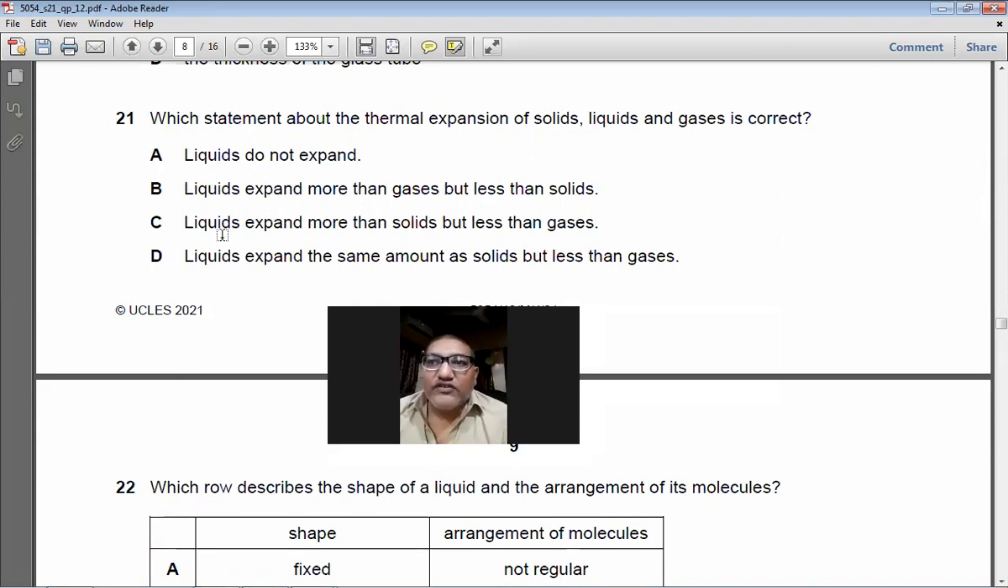So liquids do not expand, that is wrong. Liquid expands more than gas, that is wrong. Liquid expands more than solids, that is right, but less than gas, that is a 100% right statement. Liquid expands the same amount as the solid, that is wrong. So C is the right option. A very easy question. Question number 21, C is the right option, sir.